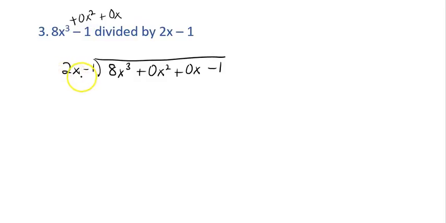I ask myself the question, what do I multiply by 2x to get 8x cubed? That would be 4x squared. I multiply, get 8x cubed. Multiply, get negative 4x squared.